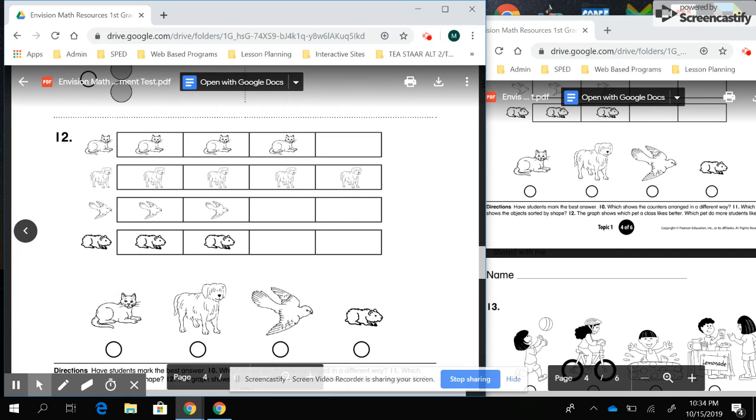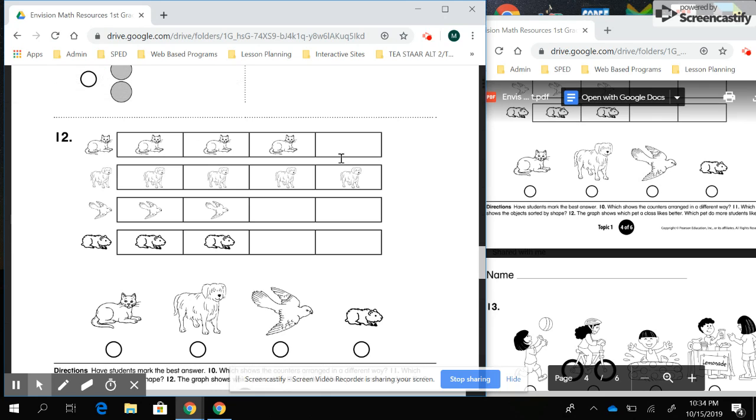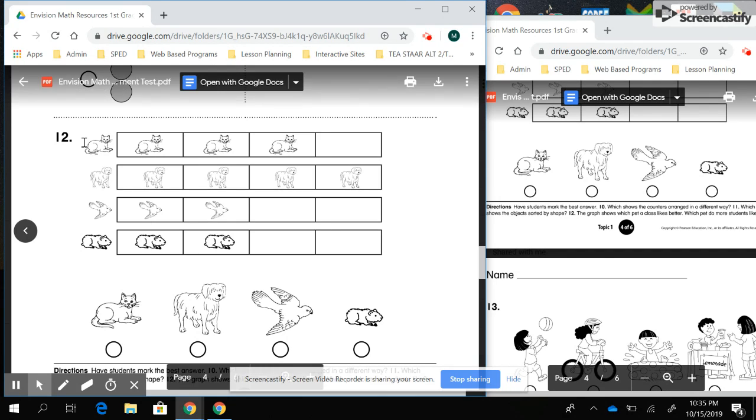Question 12. So I want you to look at question 12. This is a table, okay? I can see that you have cats on the first row. My second row has dogs. My third row has birds, and your fourth row has hamsters. Well, the graph shows which pet a class likes better. So which pet did the students like the most?